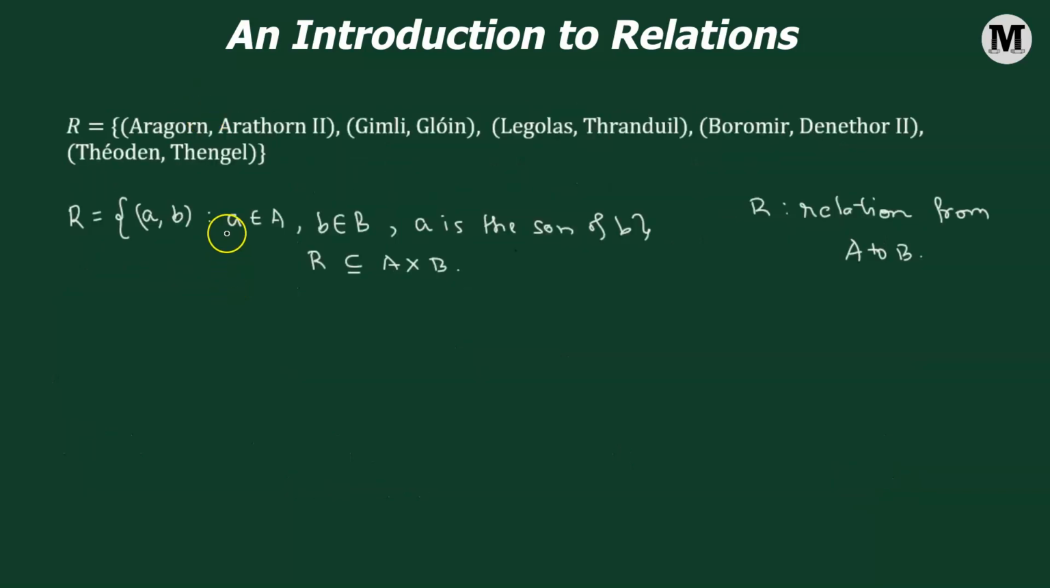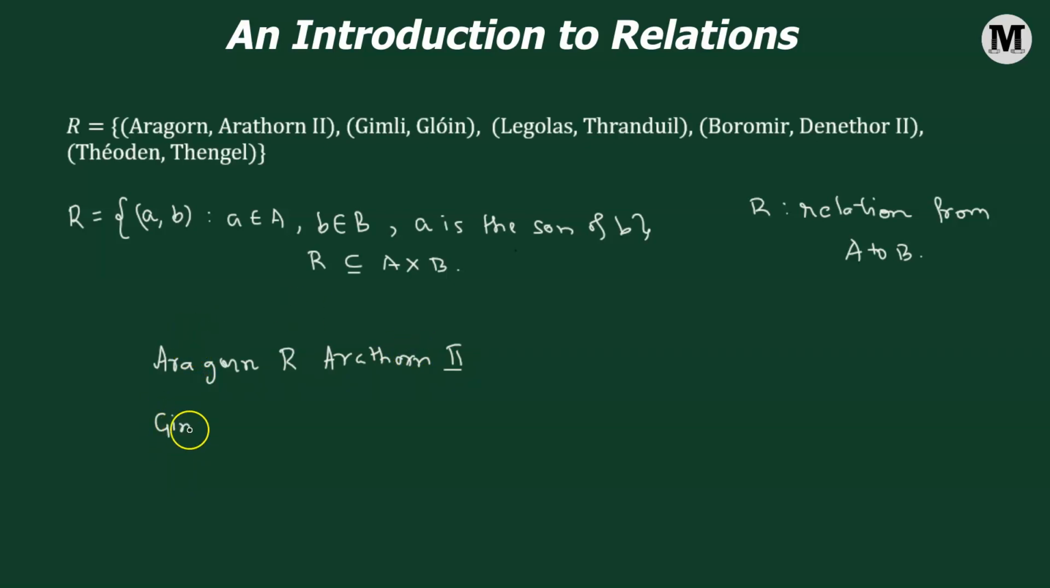Which means that if we consider the first ordered pair, Aragorn, Aragorn is related to Arathorn the second, because Aragorn is the son of Arathorn the second. What we can write here is Aragorn R Arathorn the second. This R signifies that we have a relation going from an element of set A to an element of set B.